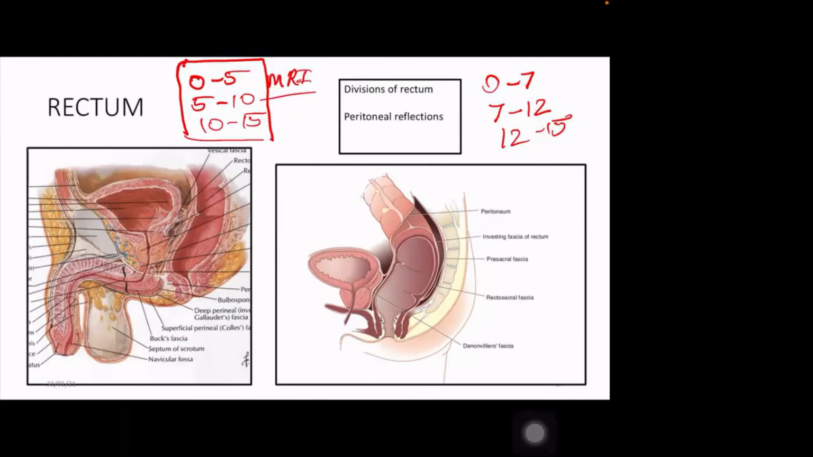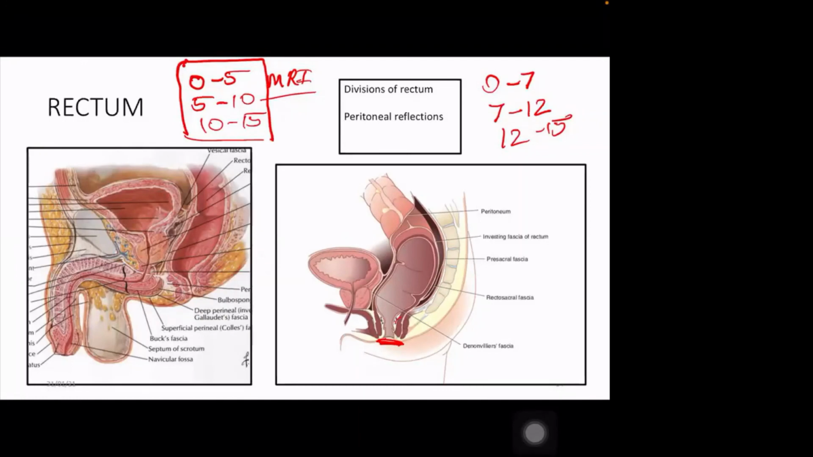Remember, all these measurements are from the anal verge. We don't take the rectum alone exclusively. We always include the anal canal along with it. We always take it as a complex of anorectum and don't take only the rectum.